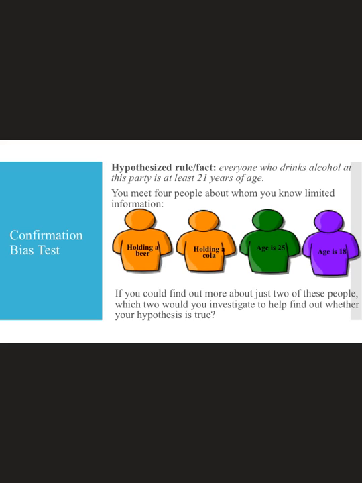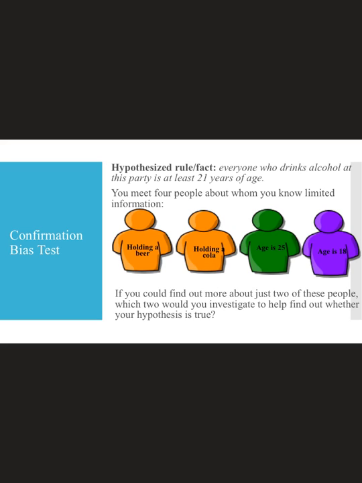Quick hint, in order to test the theory, you want to find violators. Who would you ask? The answer is the person holding a beer and the person who is 18. You want to know how old the person holding a beer is. Are they in fact older than 21? And you want to know if the person who is 18 is drinking beer or not. Once you figure out who those violators are, you're able to prove if your hypothesis is correct or not.